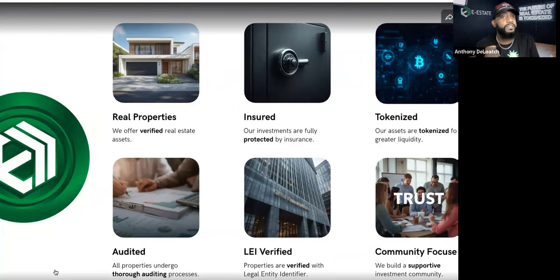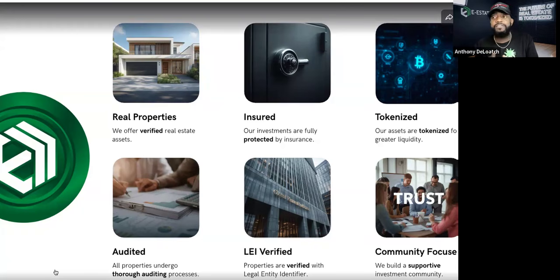Every one of our properties undergoes AI analysis. It's AI-driven analysis. But here's what I love about it: it's not only AI analysis, because AI unchecked can be dangerous. AI alone can be dangerous. But I want to tell you, we don't rely on AI alone.